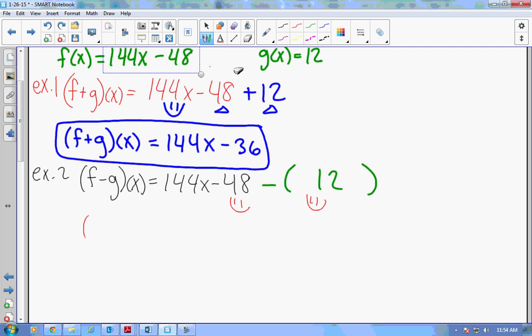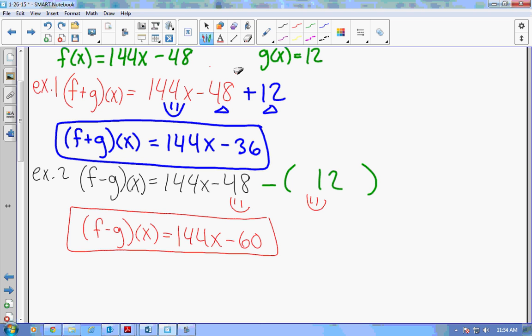So our answer, I would appreciate if every time you rewrite f minus g of x equals, and write this in standard form. The highest exponent is 144x, so that's x to the first power. This constant, negative 60, is actually x to the 0 power. That's why there's no x's written. Okay? Any questions? It's not too bad, right?